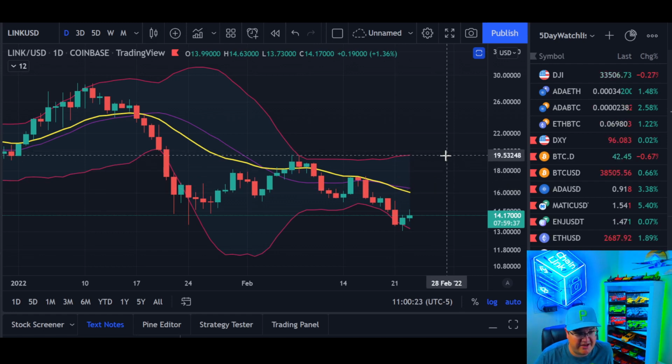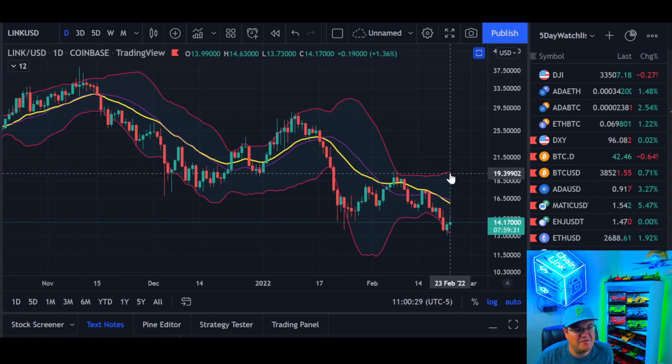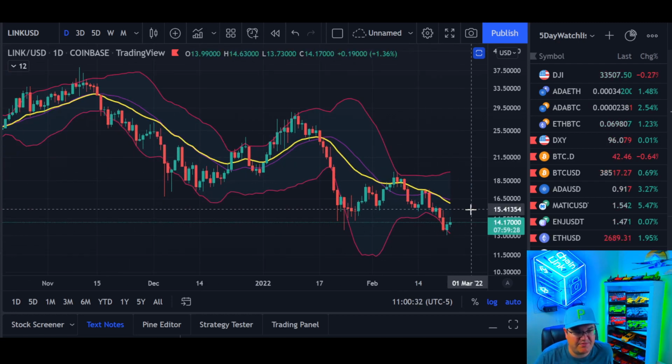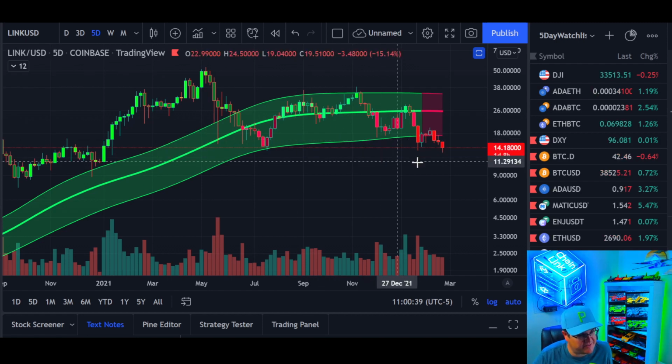Now, if we test the top again, then we're looking to get back towards that $20 level. And then we got a whole slew of things to look at again. But until that happens, we got some big steps to overcome. So just opening your eyes a bit there. Let's go look at the Gaussian channel as promised.